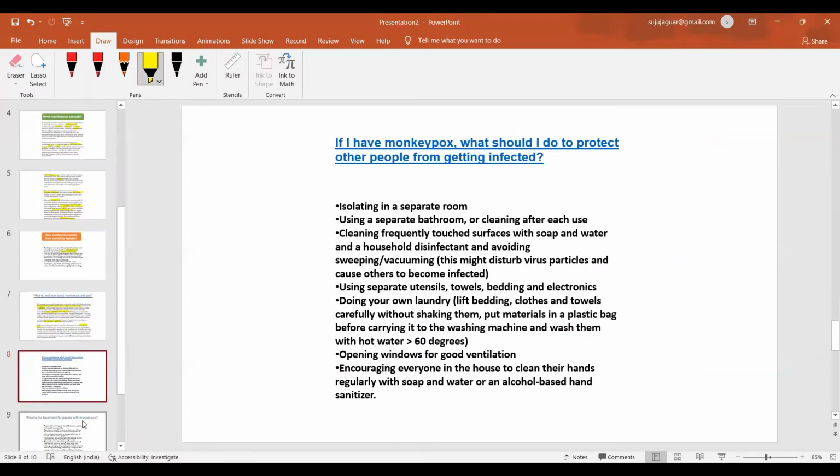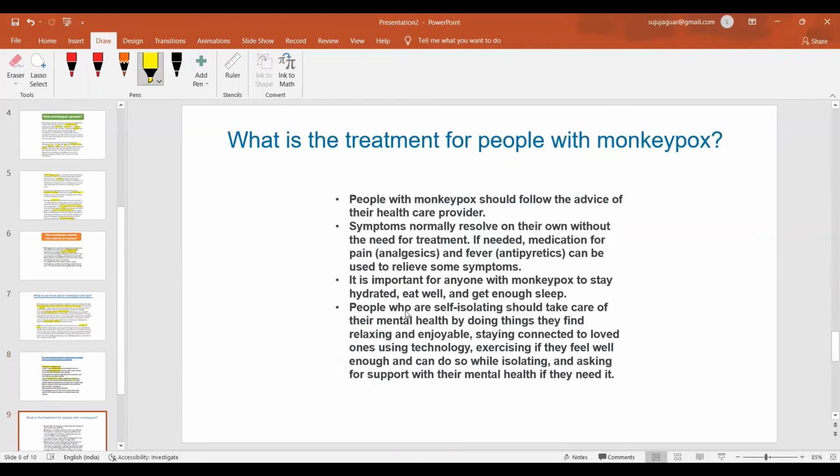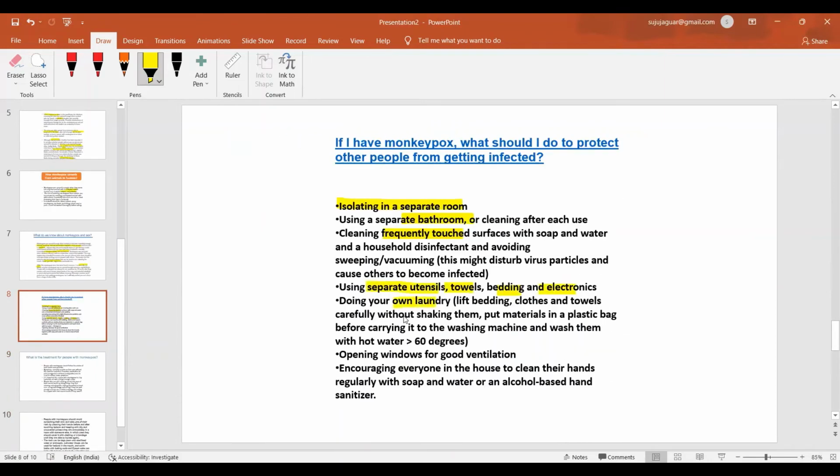So if I have monkeypox, what should I do to protect others from getting infected? First, isolate in a separate room, and use a separate bathroom or clean it after each use. Clean frequently touched surfaces with soap and water and household disinfectant, avoiding sweeping, vacuuming, etc. Use separate utensils, towels, bedding and electronics. Do your own laundry. Open windows for good ventilation.